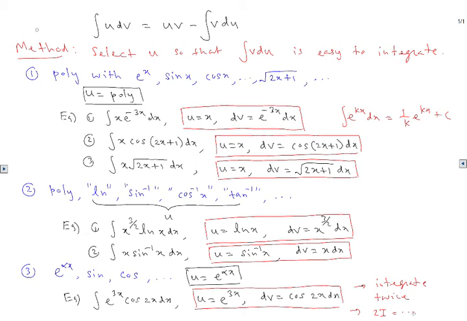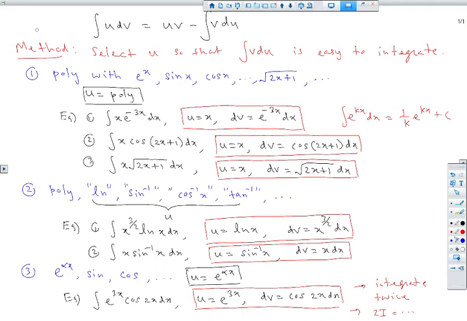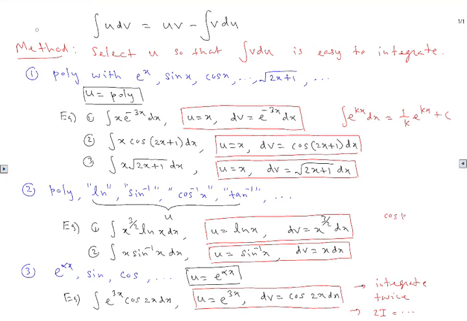Also, when you try to integrate sine and cosine functions, these formulas will be helpful. The integral of cosine kx dx is 1 over k sine kx, and the integral of sine kx dx is negative 1 over k cosine kx. I ignore the plus c here. So these are the tricks that can help you when you try to do integration by parts.